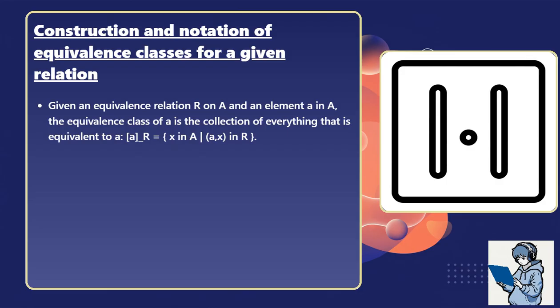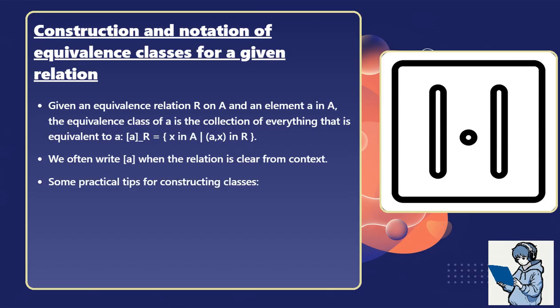Given an equivalence relation R on A and an element a in A, the equivalence class of a is the collection of everything that is equivalent to a. [a]_R equals the set of x in A such that (a, x) is in R. We often write [a] in brackets when the relation is clear from context.